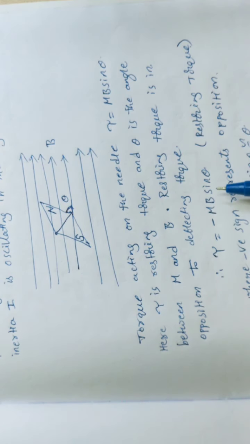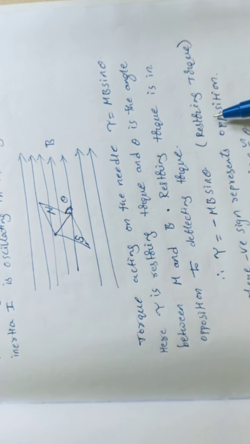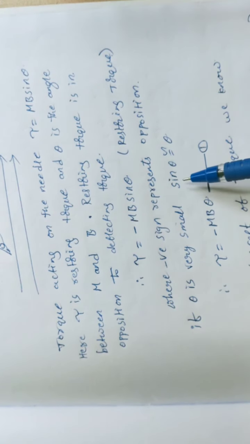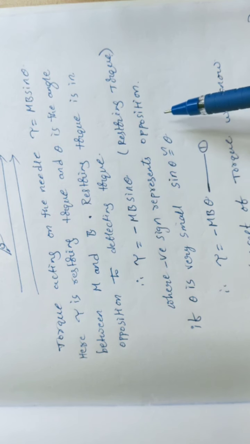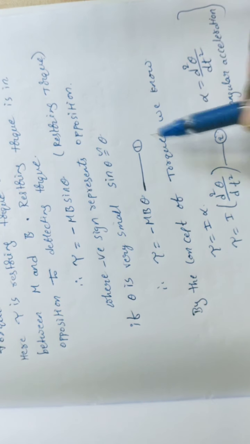What am I representing, students? Minus mB sin theta. This is the restoring torque we have taken, where the negative sign represents opposition only. If theta is very small, sin theta is approximately theta. So therefore tau is equal to minus mB theta we are getting. This I am taking as equation 1.